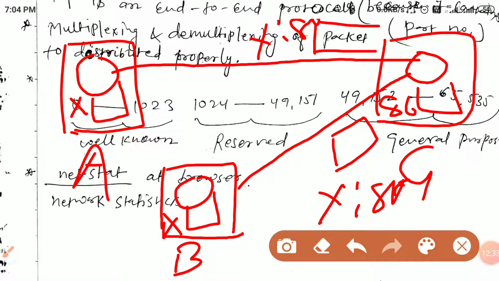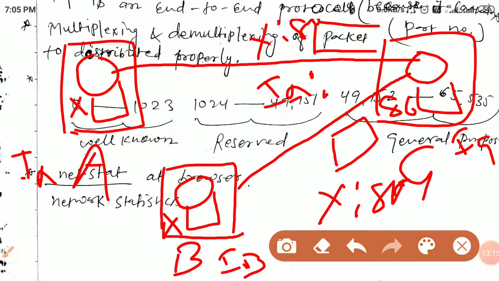Okay, so now assume that instead of port numbers, I take IP addresses. For A, the IP address is IA, for Google the IP address is IG, and for B the IP address is IB. Now if A wants to communicate with G, that is HTTP Google, in that case they will store IA colon IG, and in this case it is IB colon IG. So now both are unique, so it will work.